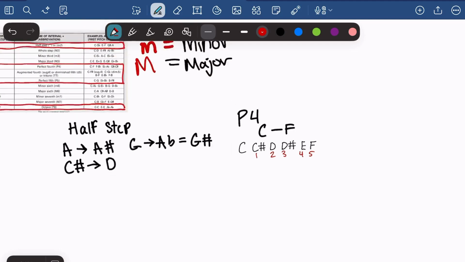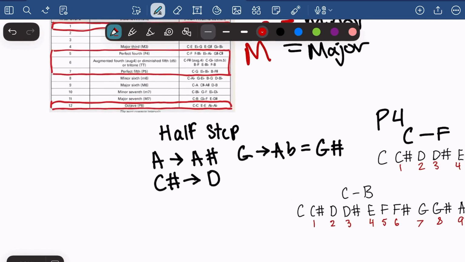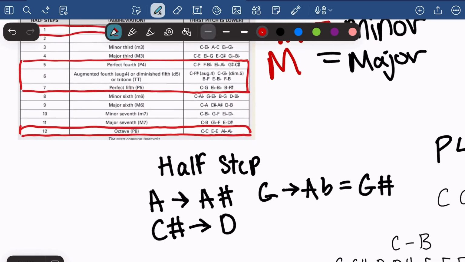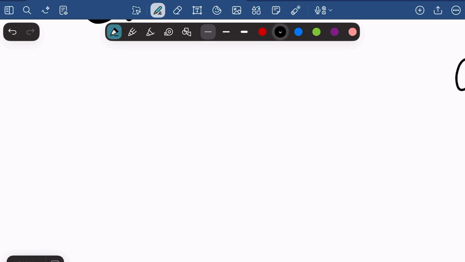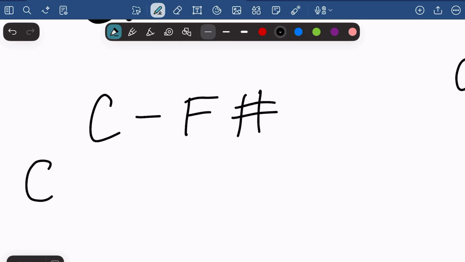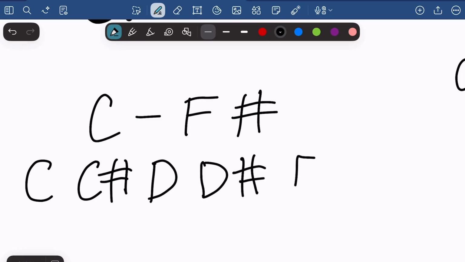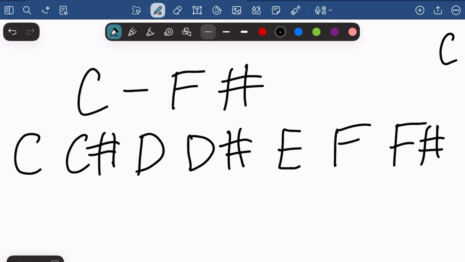Okay, now let me go over the difference between an augmented fourth and a diminished fifth. Based off the table, we have an example of C to F sharp. So we can start from C, then we have C sharp. After C sharp, we have D, then D sharp, then E, then F, then F sharp. Remember, this tritone, an augmented fourth, has 6 half steps. So we have 1, 2, 3, 4, 5, 6.